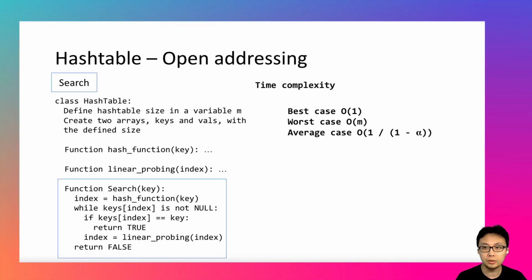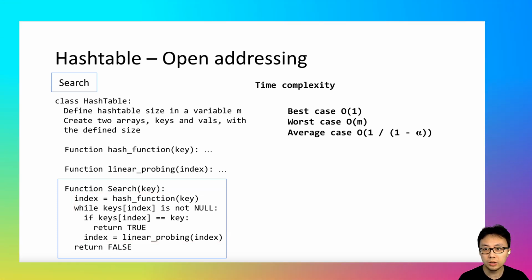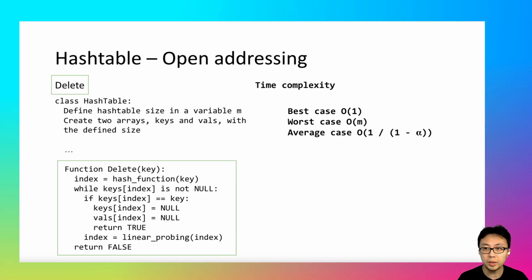As for the search method, its time complexity analysis will be the same as that of the insert method. The major cost of the search method remains the same as the insert method, which is the computation of the index via the hash function and the probing function. I mean, this block of code. As a result, the best, worst, and the average case analysis of the search method are the same as the insert method. The same thing can be said for the delete method. Its time complexity analysis is the same as the insert method.